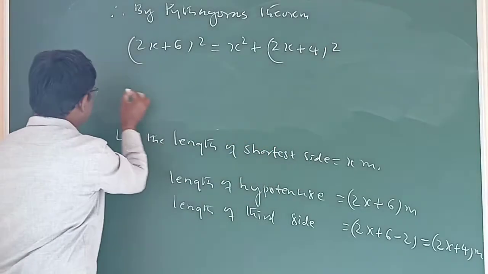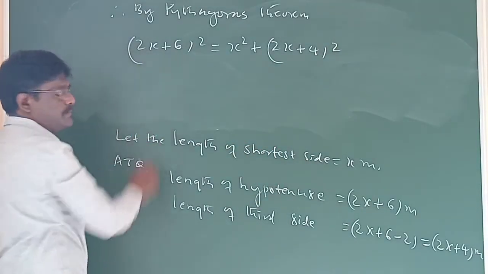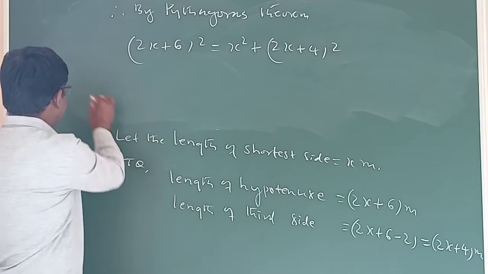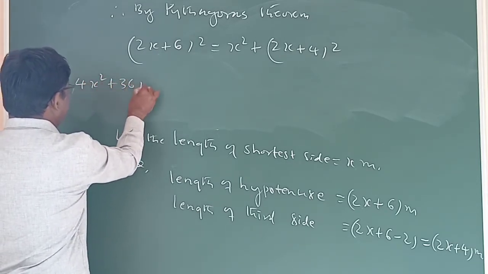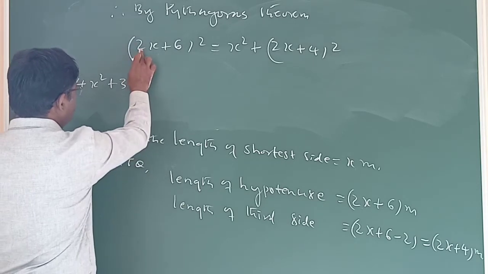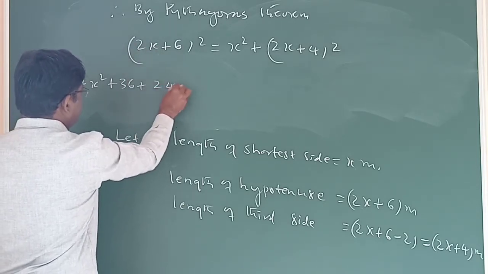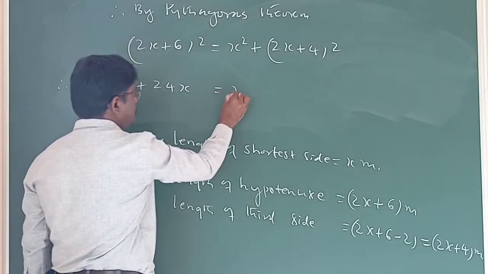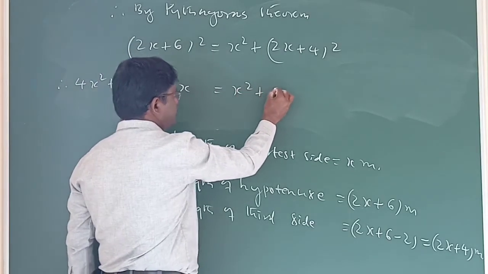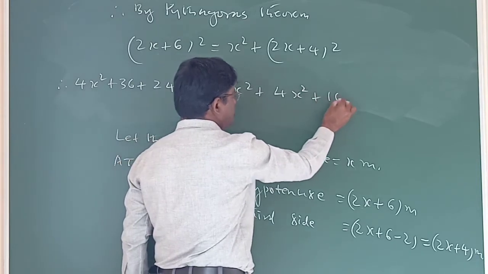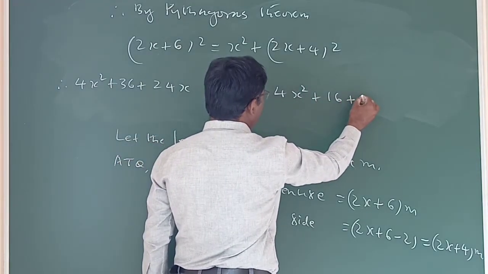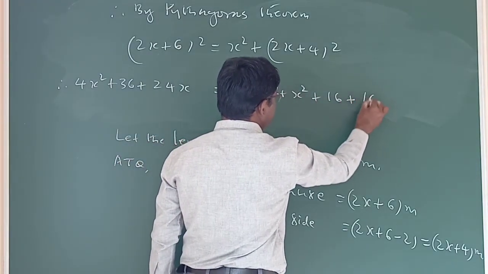Now therefore, it is of which form? (a + b) whole square, which is a square plus b square plus 2ab. So 2 into 2, 4, 4 sixes are 24x equals x square, a square plus b square plus 2ab. 2 into 2, 4, 4 fours are 16x.